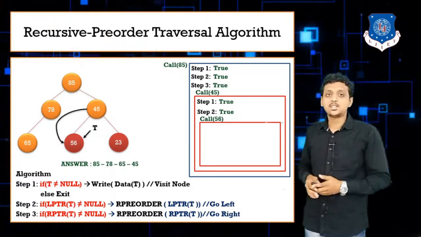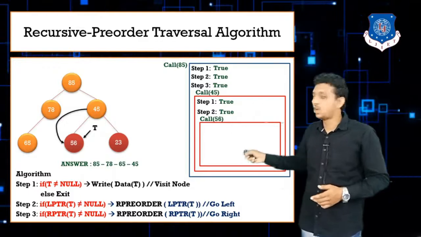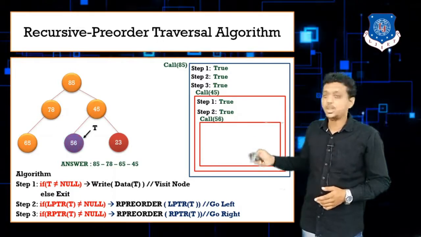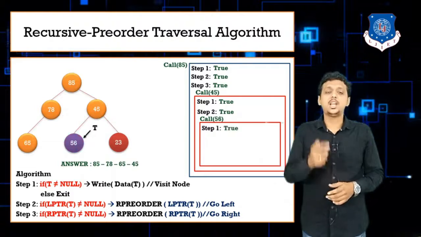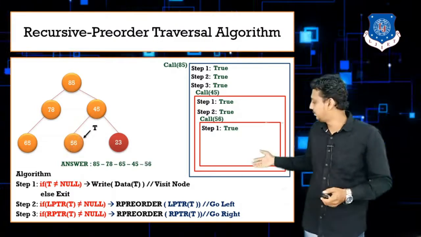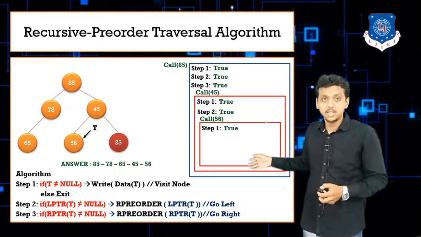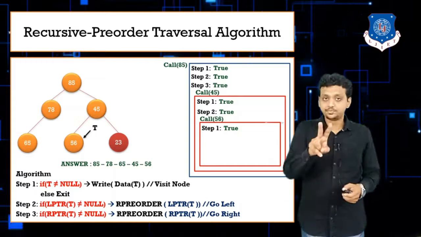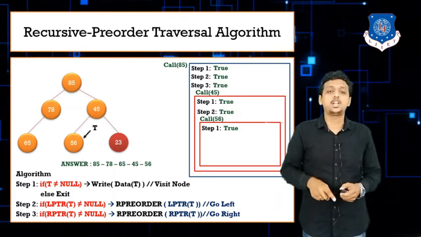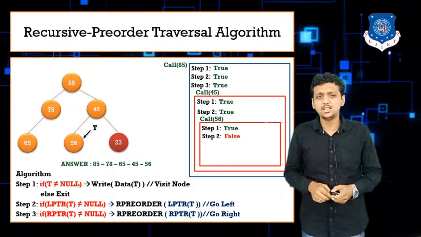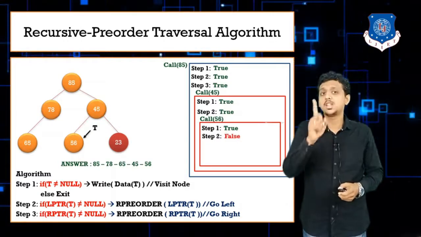So here it is. From 45 I move forward to 56. T is pointing at 56. Now step number 1: write down the data for 56. I'm just visiting 56. And then step number 2, that is check the left pointer or move towards the left side of 56. Do we have anything? No. That means step number 2 becomes false.